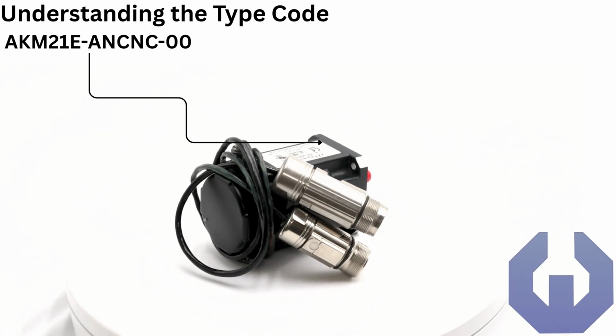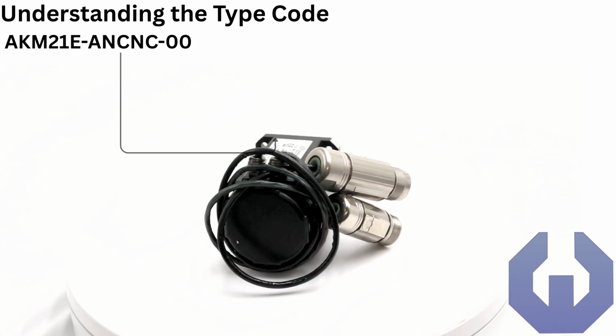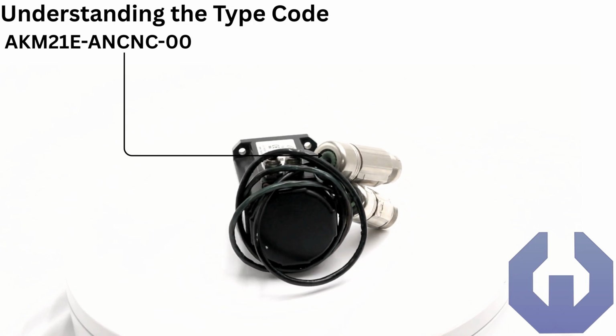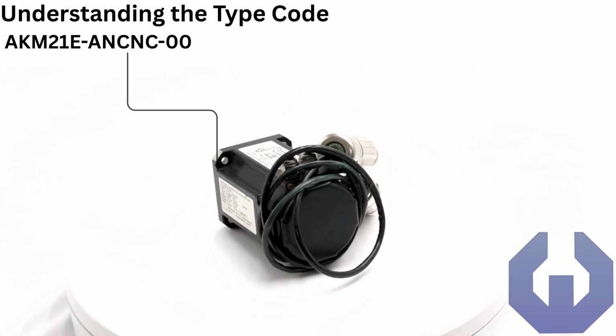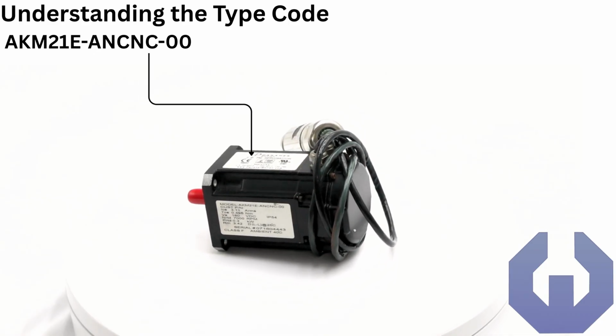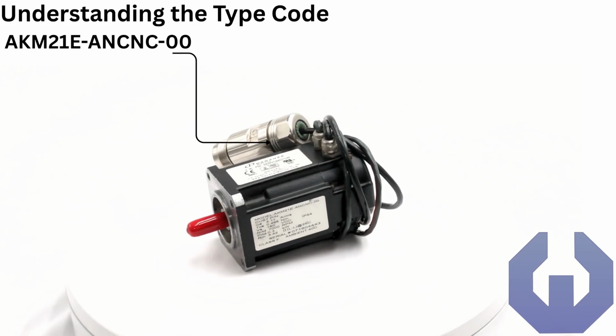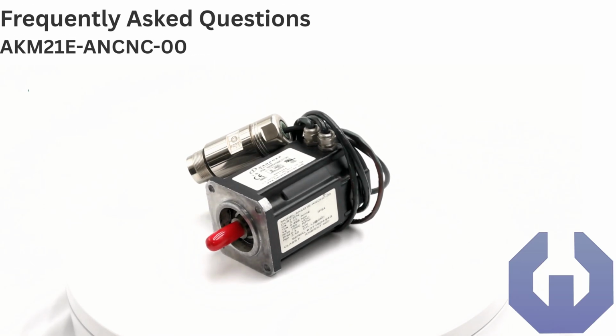A refers to the IEC flange configuration. N means it has a smooth shaft. C denotes the 2 SpeedTech ready connectors on the motor. N means the motor does not have a blocking brake. C indicates it utilizes a smart feedback device. 00 means this is a standard build motor.